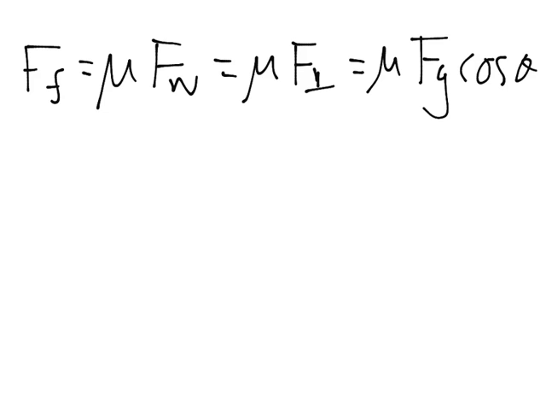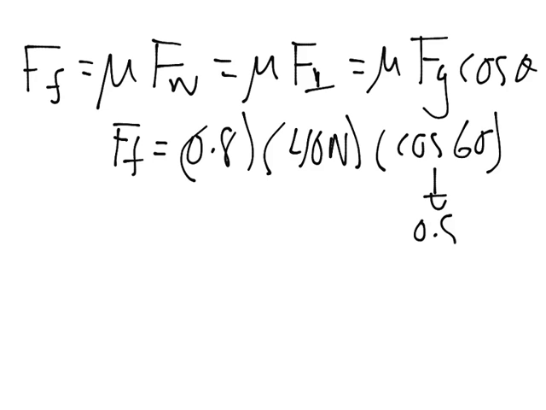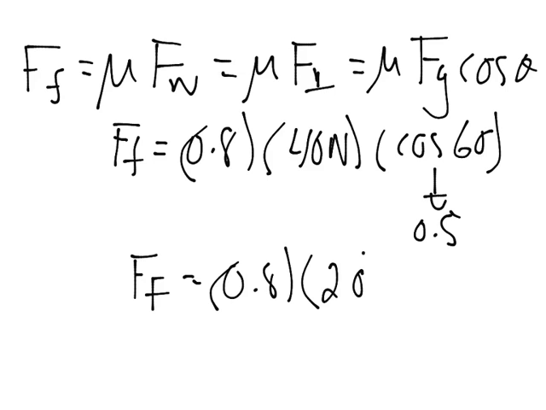So we have a very simple equation, so we can write that F of F is equal to 0.8, which is coefficient of friction, times F of G, which is 40 newtons, times the cos of 60 degrees. Cos of 60 is just 0.5, so we can write force of friction is equal to 0.5 times 40, which is 20, so we have 0.8 times 20, which ends up being 16 newtons.